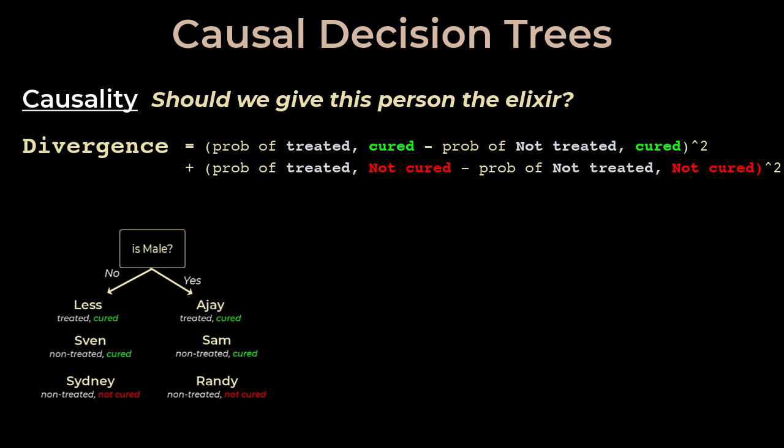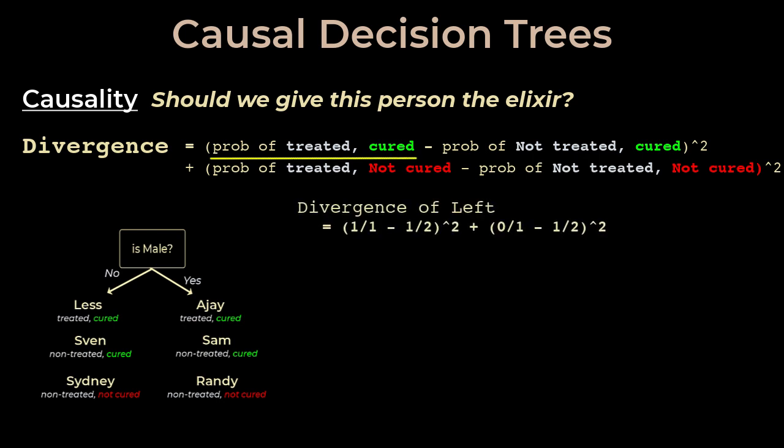Let's calculate first the divergence of the left node, and we'll do this 1 term at a time. So the probability that a person is treated and cured is the number of people who got cured divided by the number of people treated in that node. So we have 1 treated person who got better, and the total number of treated people is just 1, so it's 1 over 1. The probability of not treated and cured is the number of people who were not treated and who got better, which is 1, divided by the total number of people who are not treated in that node, which is 2.